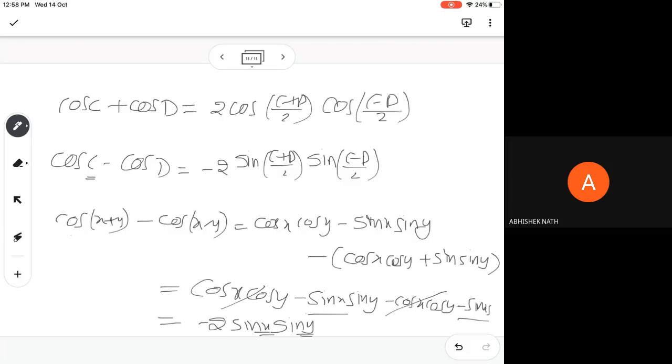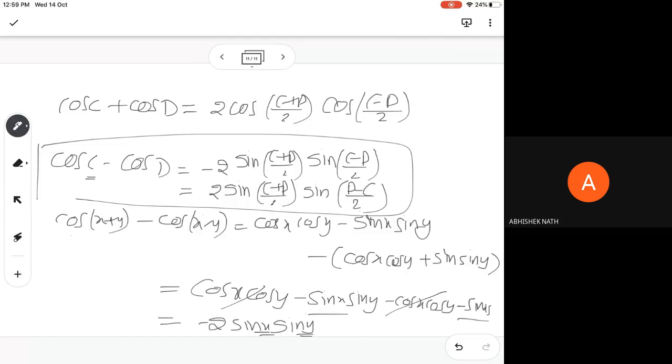You can write like this, or you can write in another way, 2 sin c plus d by 2 sin d minus c by 2. If you take the minus, then sin of minus x is equal to minus sin x, isn't it? Sin of minus x is equal to minus sin x. So that's why the minus will disappear here. You can use these two formulas also.